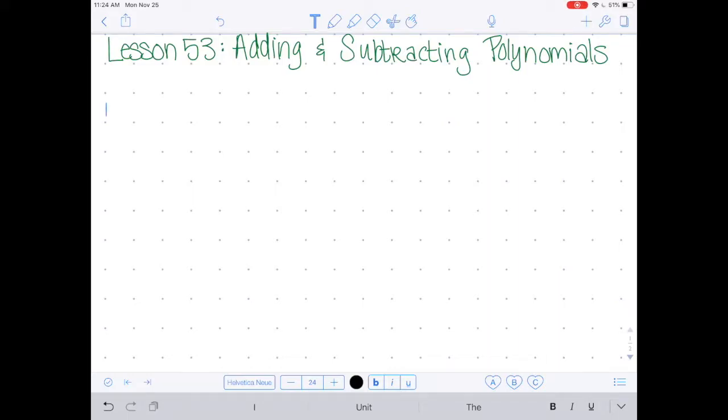Alright, lesson 53 is adding and subtracting polynomials. So, first thing we need to know is a couple of vocabulary words. First word is a monomial.